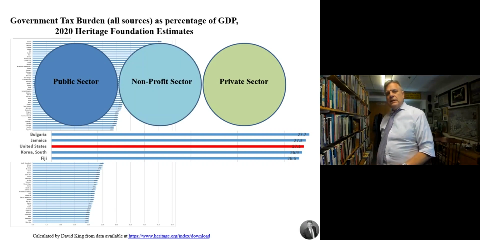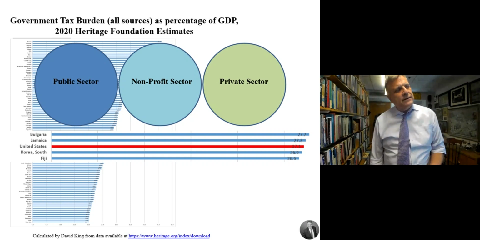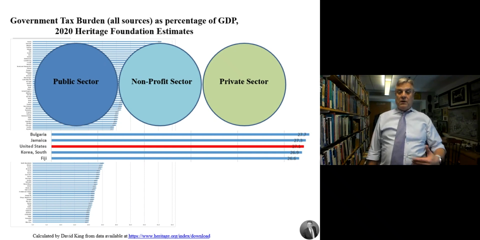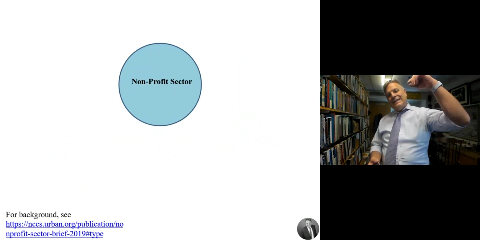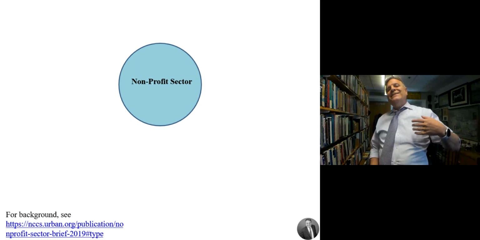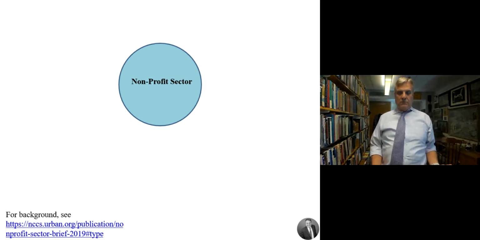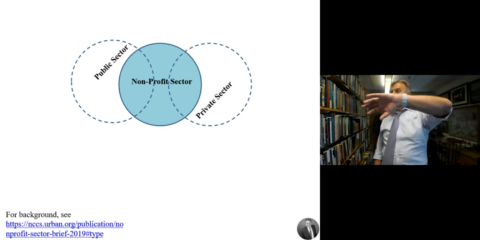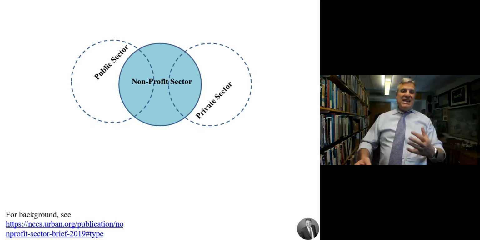And then you have something in between, the nonprofit sector. The nonprofit sector is a tough thing to describe. We don't have good comparative data on the nonprofit sector, primarily because the nonprofit sector is allowed to exist. It's defined by the tax code. It's neither the public sector nor directly the private sector. It is something in between.